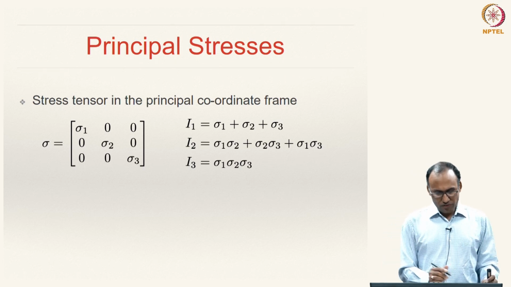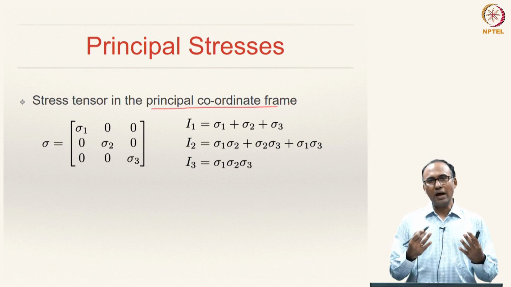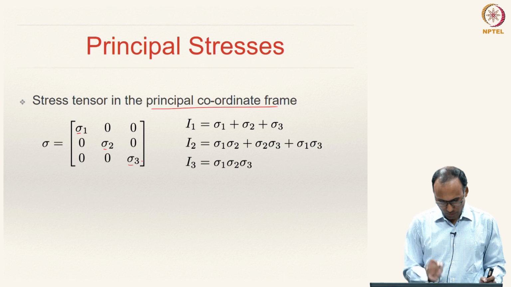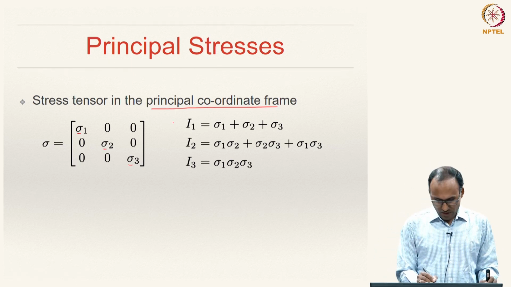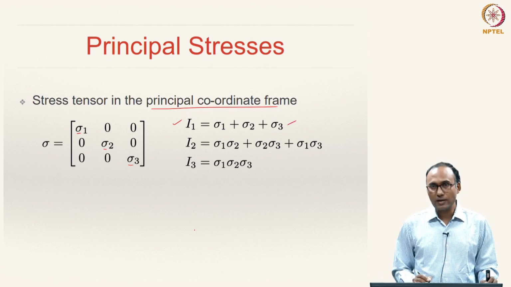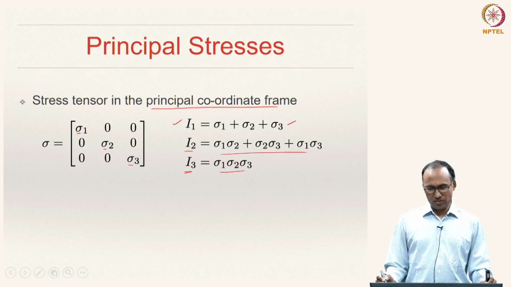So, for instance, if you take the stress tensor in the principal coordinate frame, you will only have normal stresses and the shear stresses will be 0, and hence you will only have diagonal components sigma 1, sigma 2, sigma 3. So, from this we can see that the first invariant is the sum of the elements on the diagonal, that is the trace of the tensor, and the second invariant is the sum of the principal minors, and the third invariant is the determinant of the stress tensor.